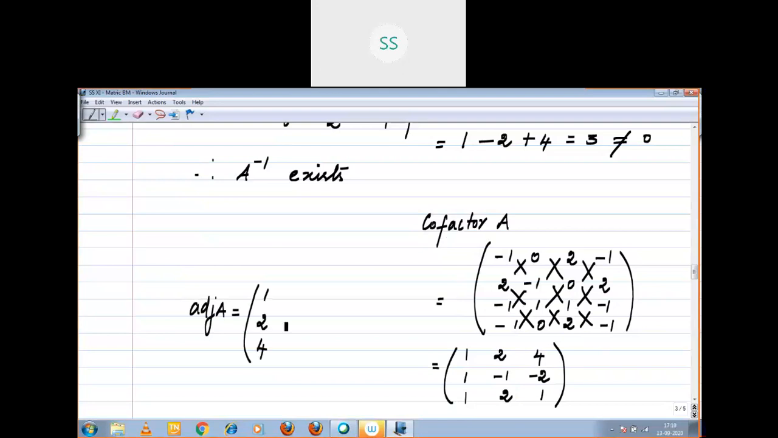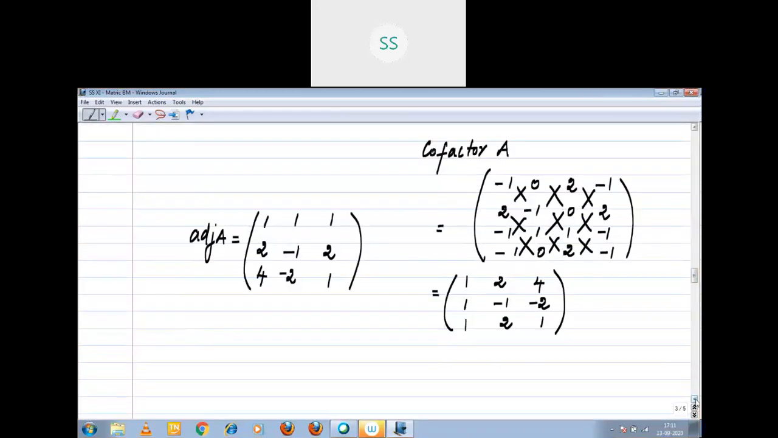Adjoint: transpose of cofactor. The first row becomes the first column, the second row becomes the second column, the third row becomes the third column. This is your cofactor. The transpose of the cofactor is nothing but your adjoint of A. Directly you can write. Right?